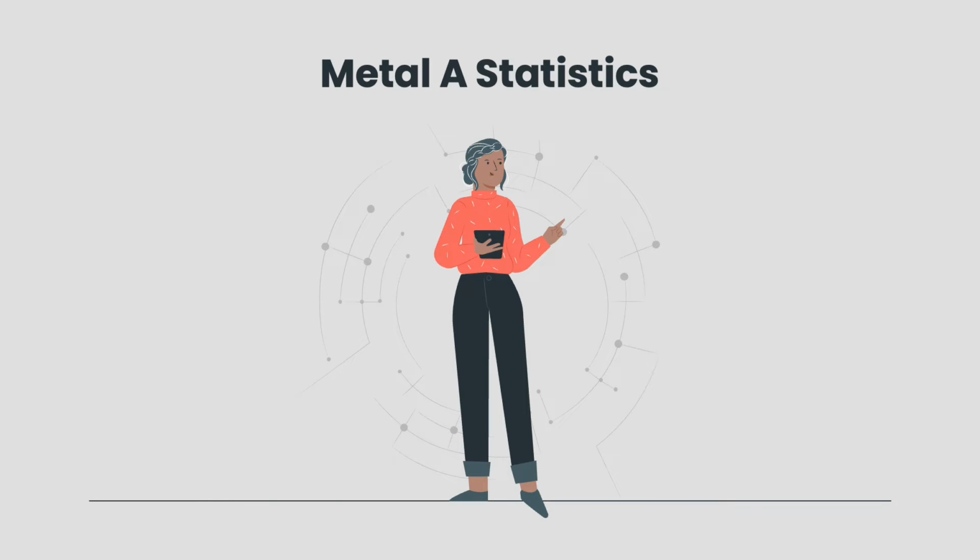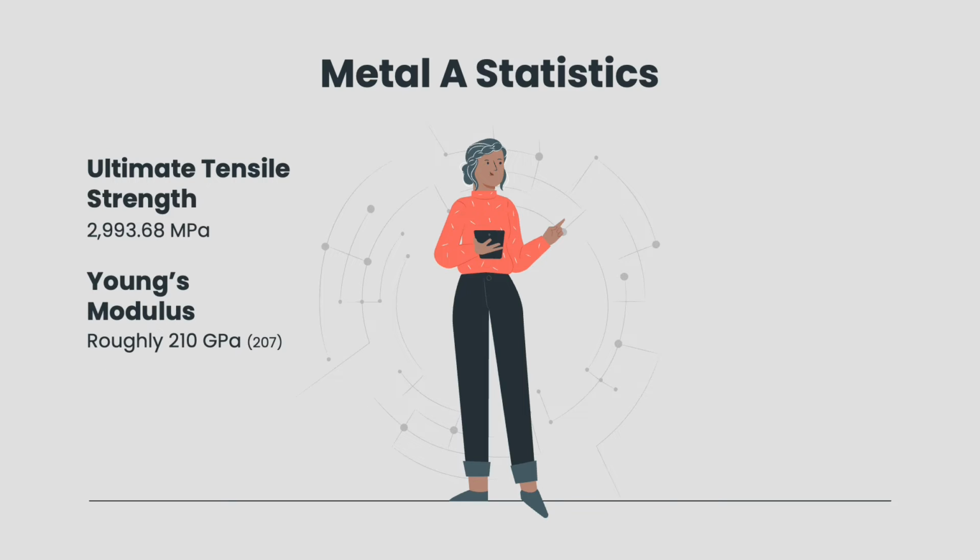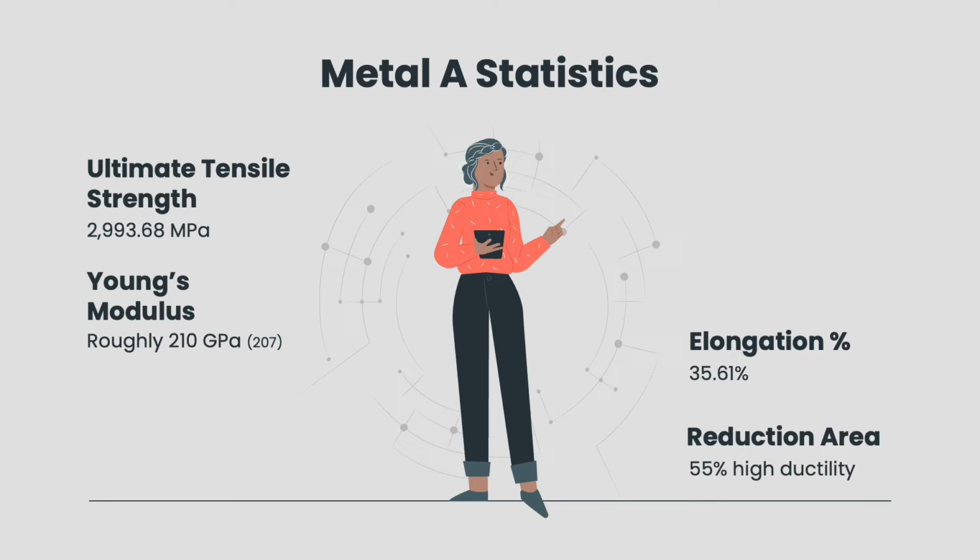Metal A had an ultimate tensile strength of 2993.68 and a Young's modulus of roughly 210 GPa in assessment task 3. These findings indicated it as the metal with greater strength than metal B. The elongation percentage of 35.61% and the reduction area of 55% also highlighted how ductile this metal is. However, in order to change its mechanical properties and increase its yield strength and ultimate tensile strength, the metal must go through a few processes.